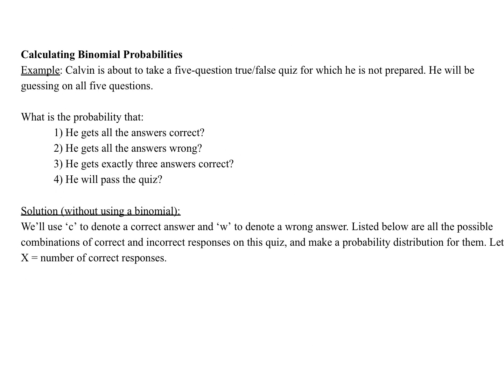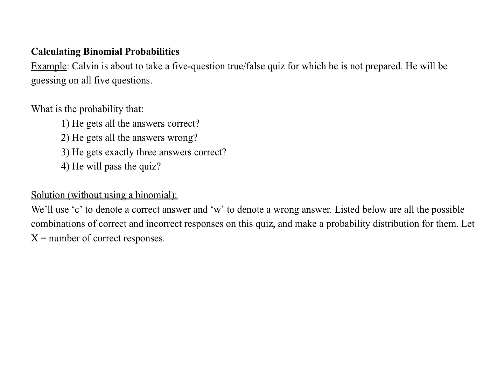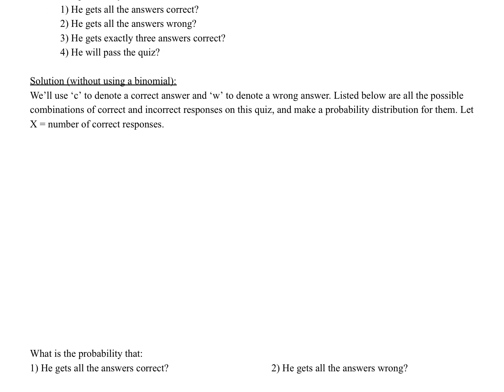So now let's talk about how we calculate our binomial probabilities. Suppose we're going to talk about this through an example. We have Calvin. He's going to take a 5-question true-false quiz for which he is not prepared. So he's going to be guessing on all 5 questions. We want to know the probability he gets all of the answers correct, he gets all of the answers wrong, he gets exactly 3 answers correct, and he will pass the quiz. We're going to talk about how this works if you don't use the rules for binomial, and then we'll talk about the binomial formula.